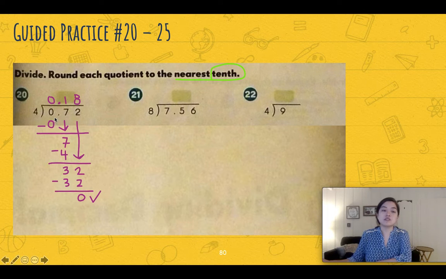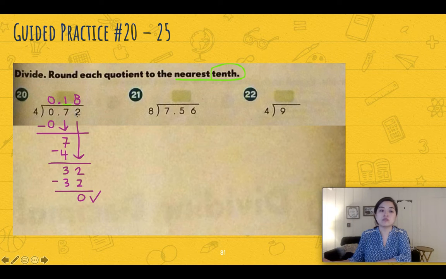And so now I'm done. 0.72 divided by 4 is 0.18. But I have to go back to the directions. The directions say round it to the nearest tenth. So here's the ones, here's my decimal point, here's the tenths. So I have to focus on this number. It's either going to stay the same or I have to round it up to 2.